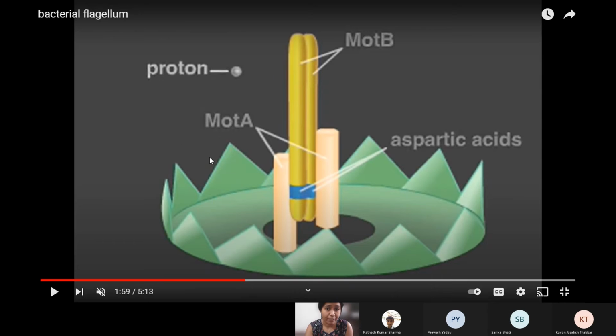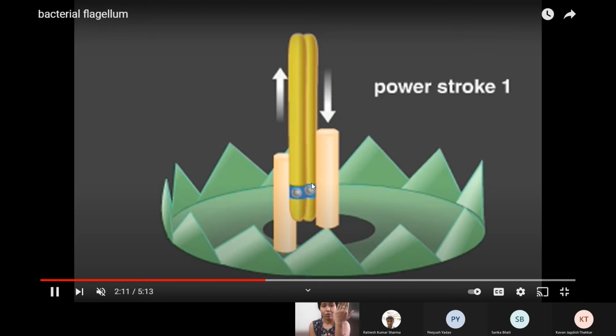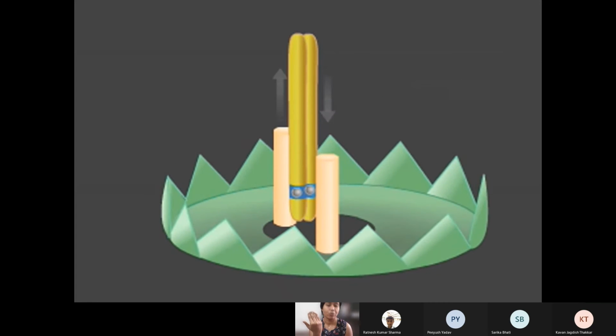Similarly, if you do a similar kind of experiment here, you will be able to understand which amino acid is important for the movement of the protons and the corresponding rotation of the motor. So here they are saying two aspartic acid residues are important, and you see a proton that is going to move past the channel between MotA and MotB, and as the protons move through this channel, you will see there's a conformational change, and the conformational change is going to drive a power stroke.